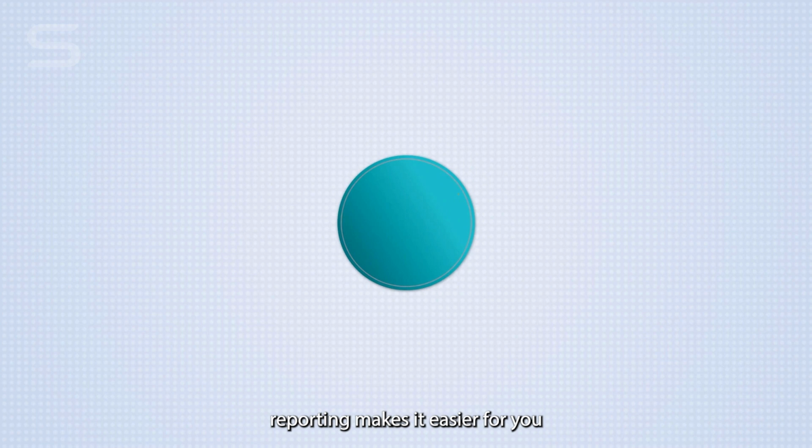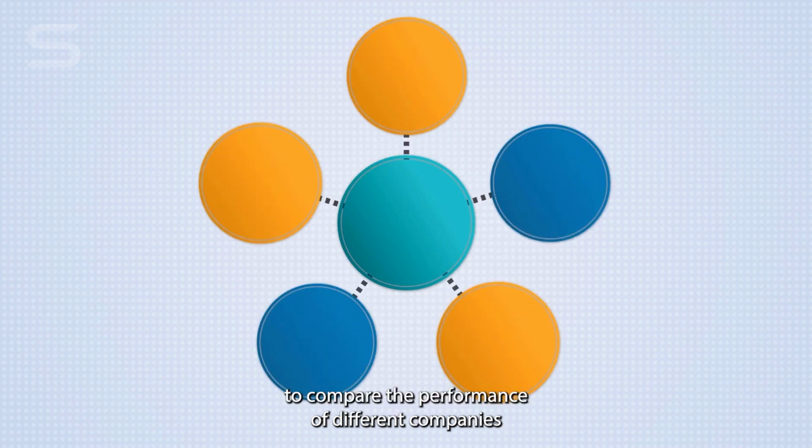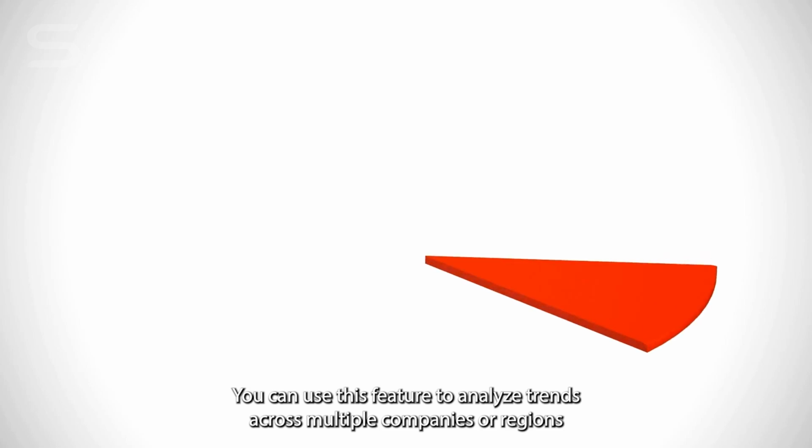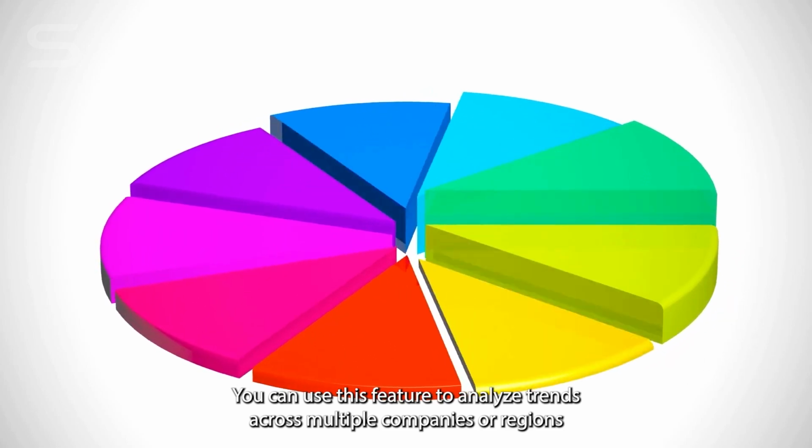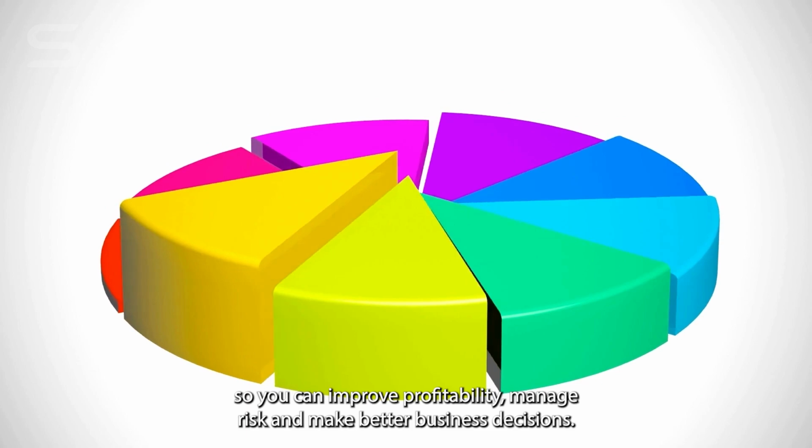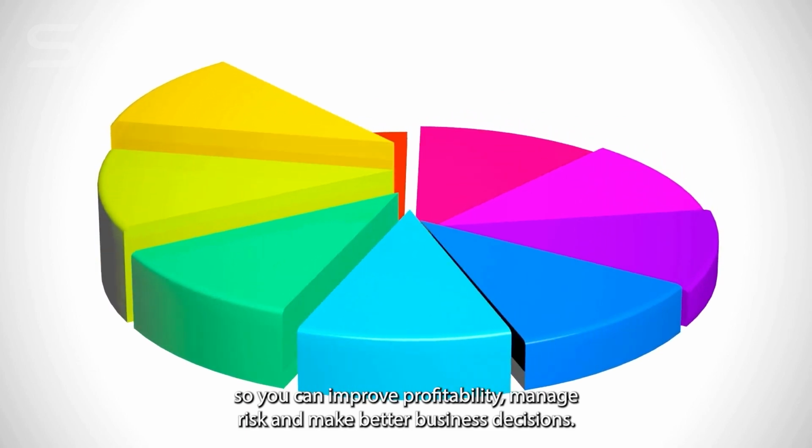Multi-company reporting makes it easy for you to compare the performance of different companies or divisions within your organizations against one another. You can use this feature to analyze trends across multiple companies or regions so you can improve profitability, manage risk, and make better business decisions.